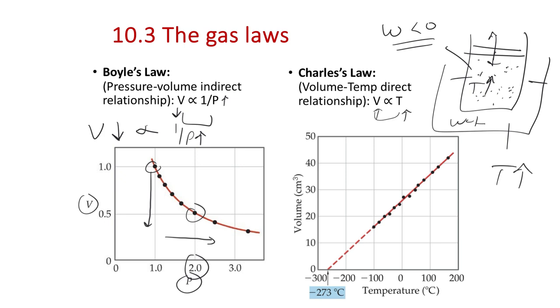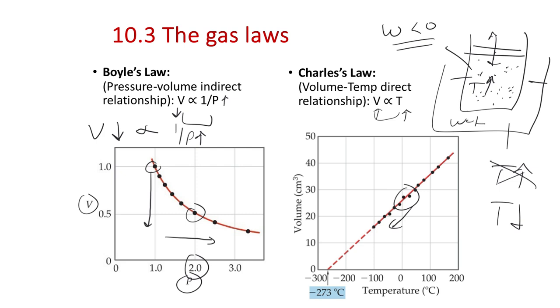But then if we decrease the temperature, so imagine you're at a temperature here, we decrease the temperature, we're going to then decrease the volume. So if we put ice into our water bath, we're going to see the piston move downward because the molecules are going to slow down their motions, and then that's going to pull the cylinder downward.